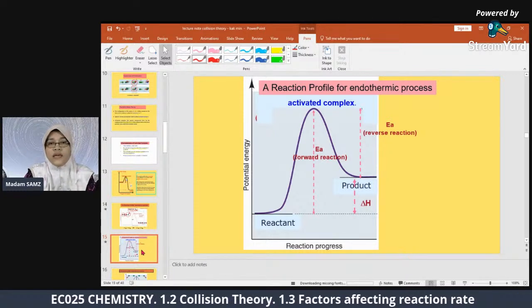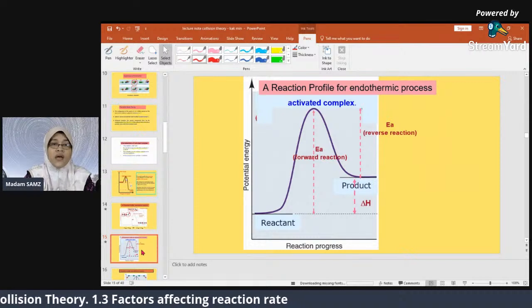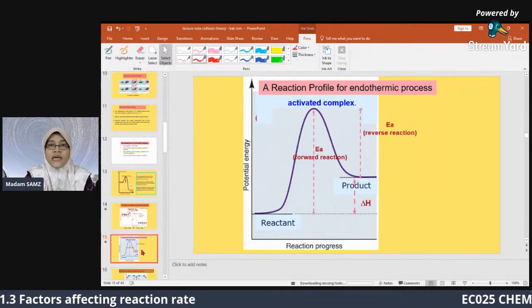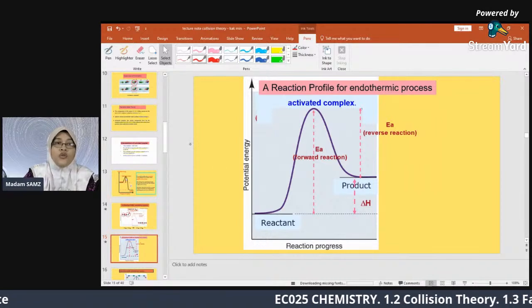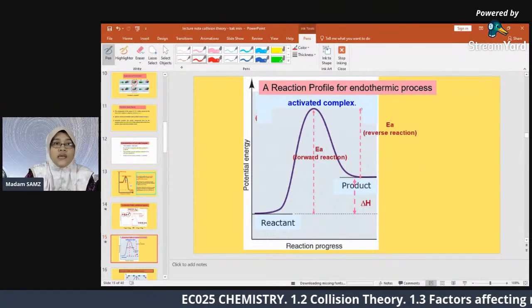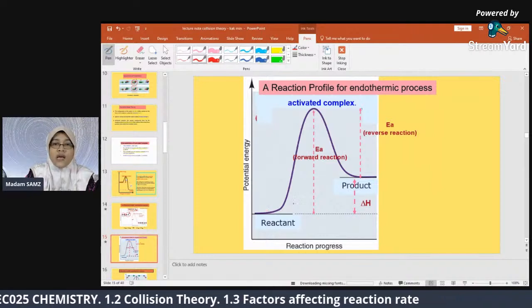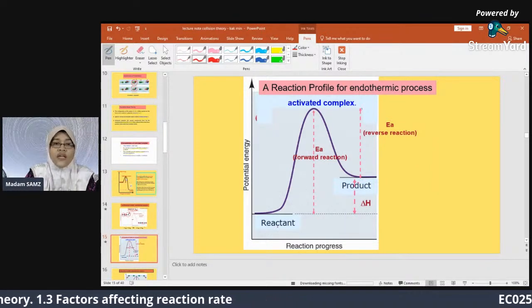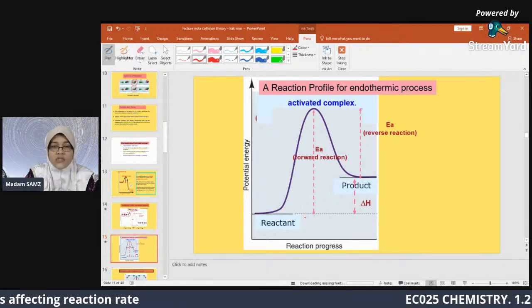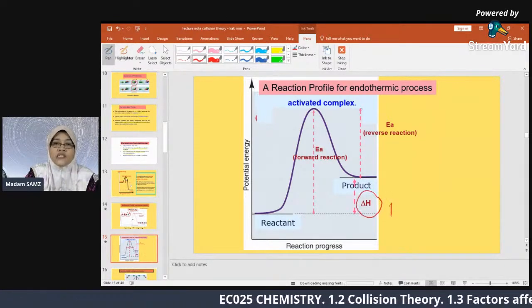Okay, so here we have another example for an endothermic process. For the endothermic process energy profile diagram, what you can see here is the reactant has lower energy compared to your products. So here, the reactant should absorb energy in order to form product. So here delta H is positive.